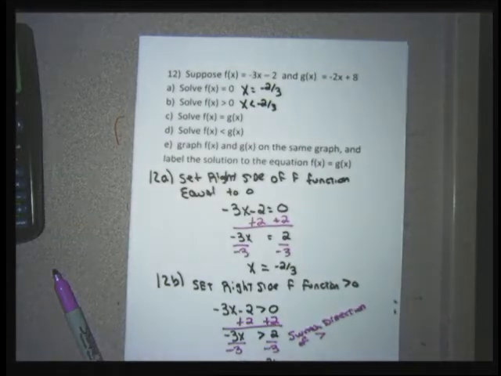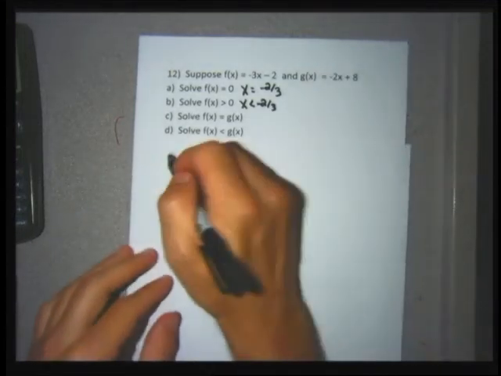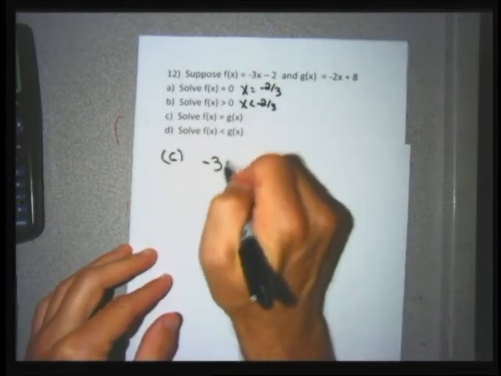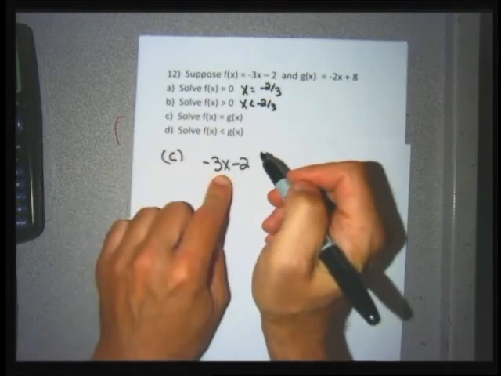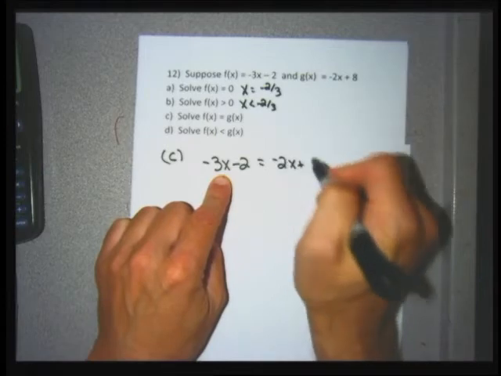For part C, it essentially just wants me to set the right-hand side of the f function equal to the right-hand side of the g function. So that's what I'm going to do. Part C says where does f of x equal g of x? F of x can be replaced with negative 3x minus 2. G of x can be replaced with negative 2x plus 8.